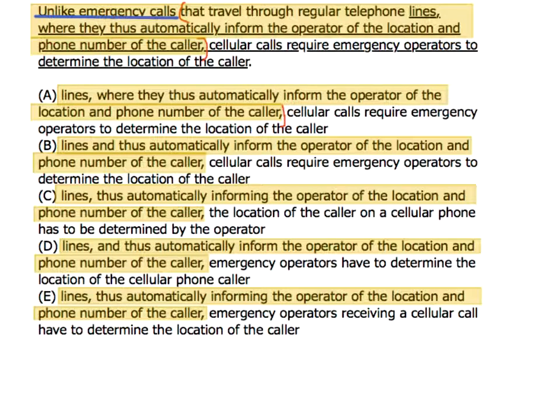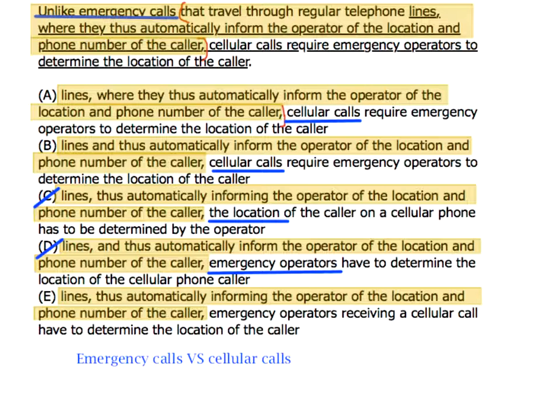Okay, so unlike emergency calls that travel through phone lines, we've got to be comparing these to other calls. So it's emergency calls versus some other calls. In this case, it's cellular calls. So we need cellular calls after coming home from school. So this is fine, this is fine, this is not fine, this is not fine, and this is not fine.